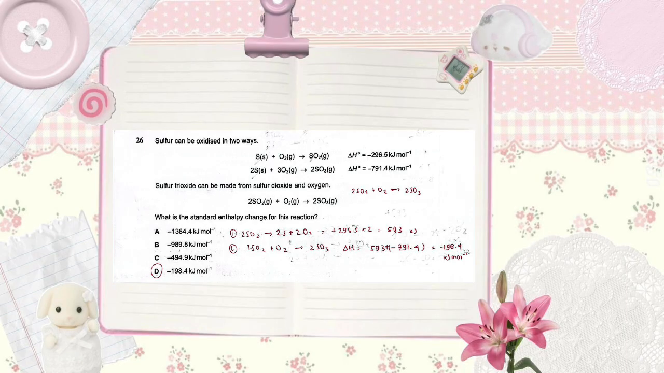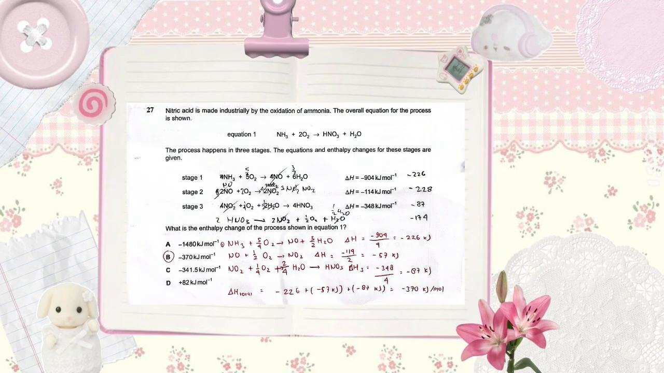To find the enthalpy change for this reaction, first we have to reverse the position of the first equation, and then we times it by 2. So it's plus 296.5 times 2 equals 593 kilojoule. And then for 2SO2 plus O2 equals 2SO3, the enthalpy change is 593 minus 791.4. It equals minus 198.4 kilojoule per mole.